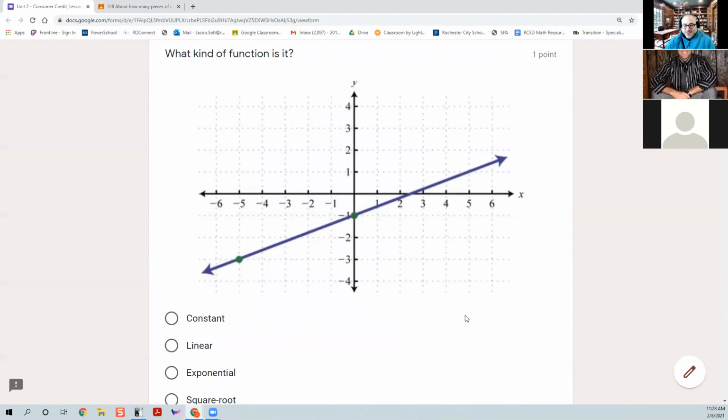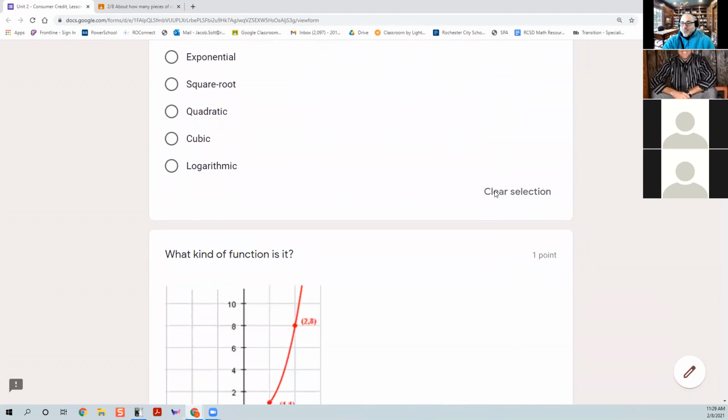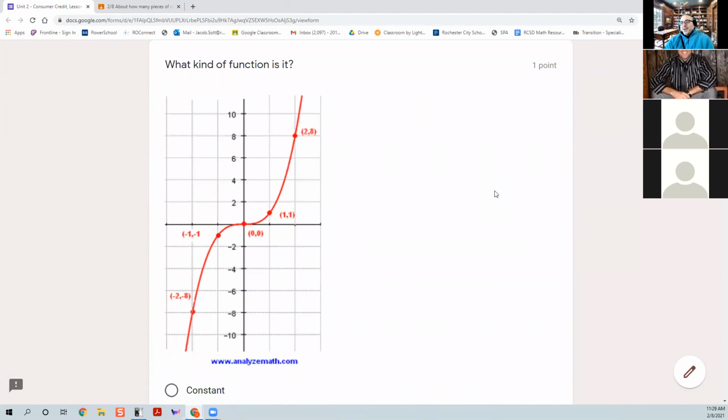You can direct message me if you like, or you can just say linear. Linear. Thank you, Cayman. Yes, indeed, it is a linear function. Thank you. All right, these are not trick questions, people. These are not trick questions. Okay, what do we think this one is?